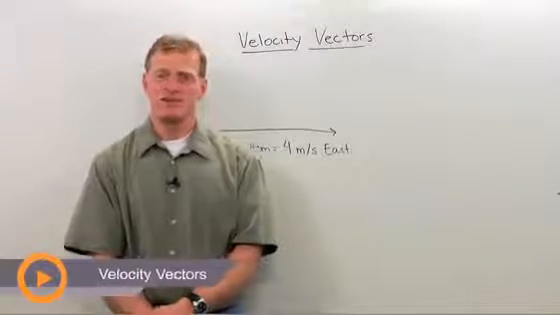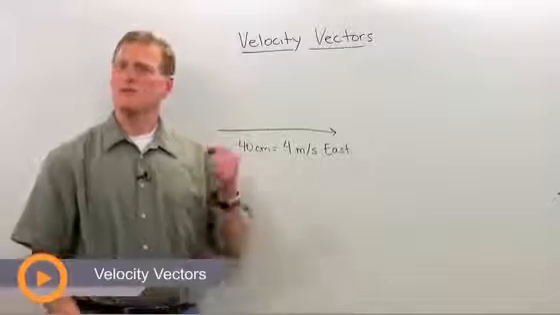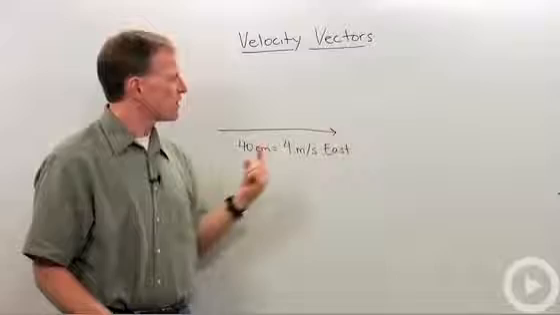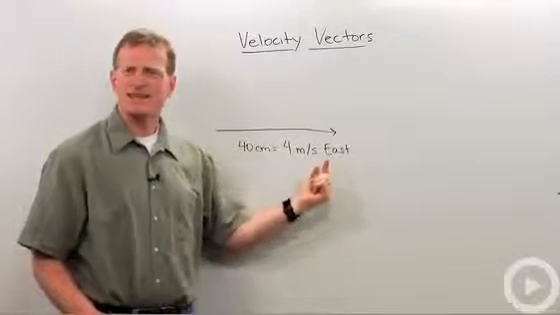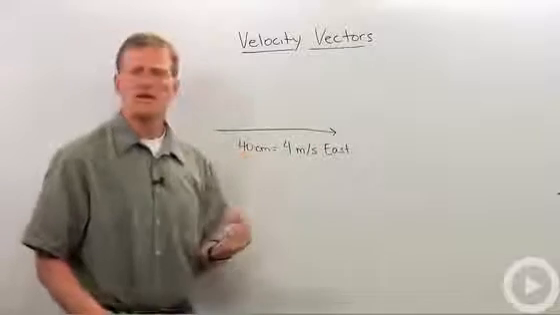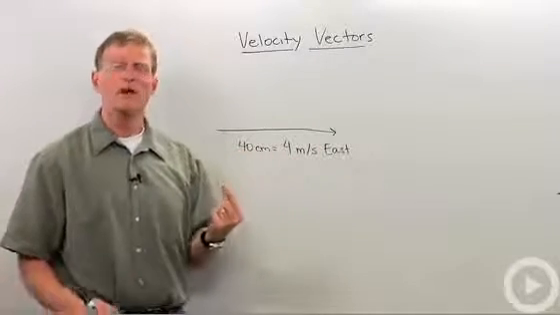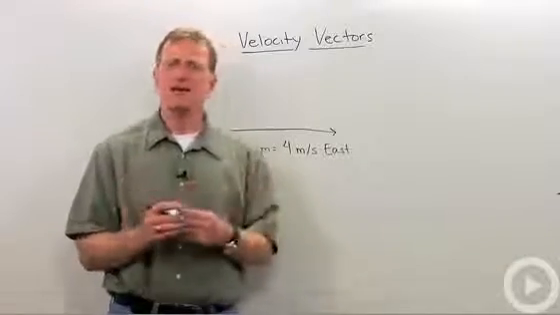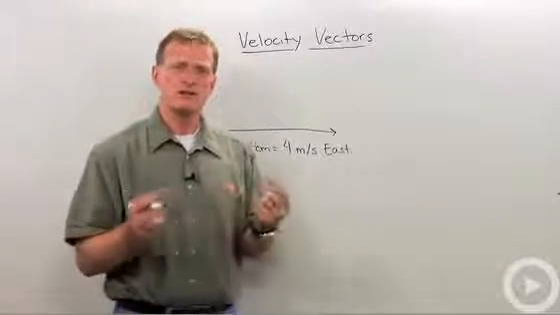Okay, velocity vectors. Remember, a vector is something that has both magnitude and direction. In this case, I've got a vector going 4 meters per second east, a velocity. I'm going to scale this so that 40 centimeters is equivalent to 4 meters per second. Vectors can be added or subtracted, and if they're in the same plane, that's a pretty easy equation. Let's look at some examples.